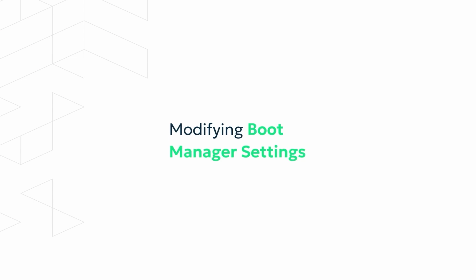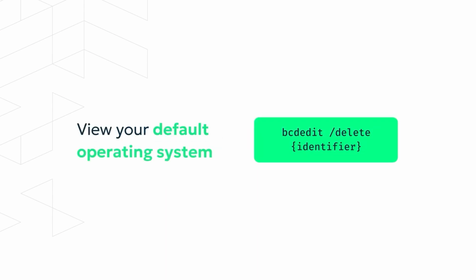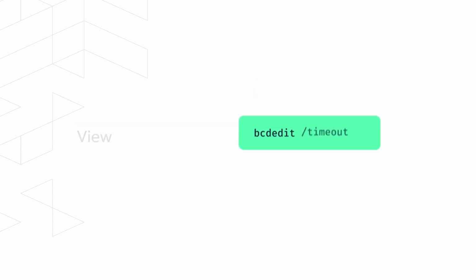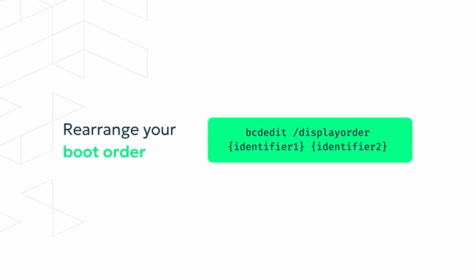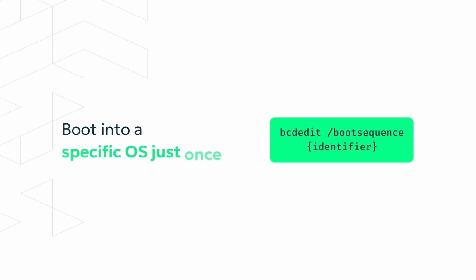Modifying boot manager settings. On the other hand, you may tweak your boot manager settings. This is where you control which operating system boots by default and how long you have to choose. To see your default operating system, run. You can also adjust the timeout if you need more time to choose with. To rearrange your boot order, use. And if you want to boot into a specific OS just once, these commands customize your boot experience exactly how you want it.